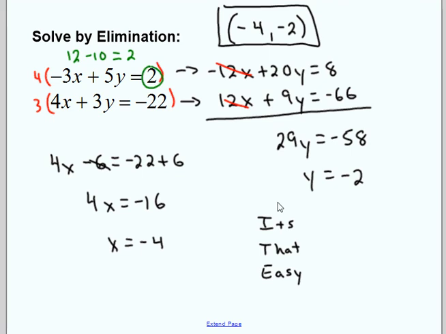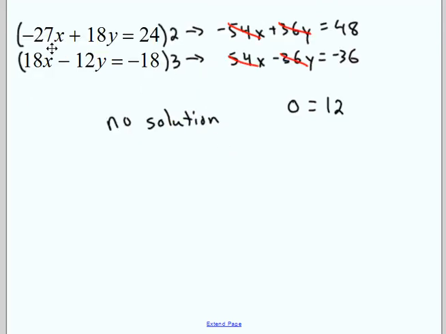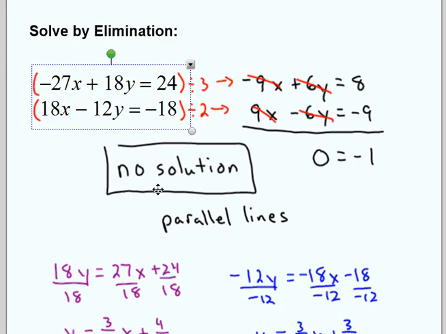Okay, when they intersect at just one point, it's a consistent independent system. When they never intersect, right? When they're parallel lines, right? Like we got here, they never intersect, they're parallel lines. That's called an inconsistent system.